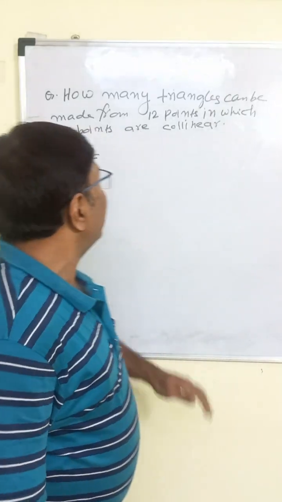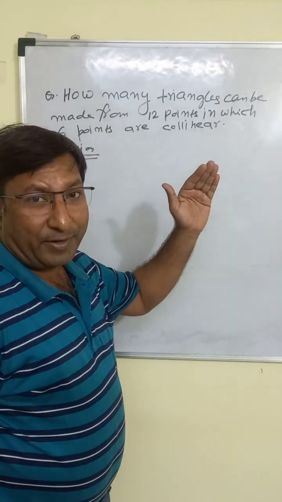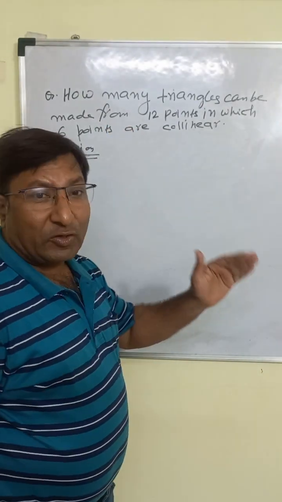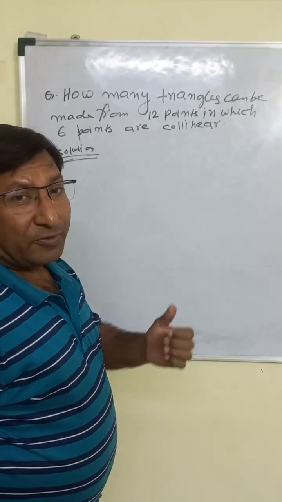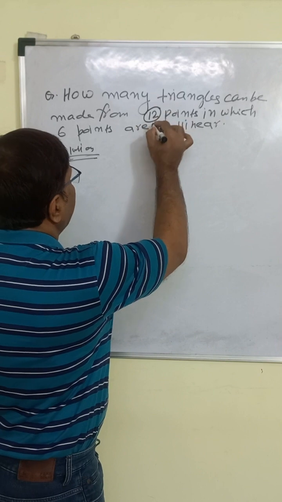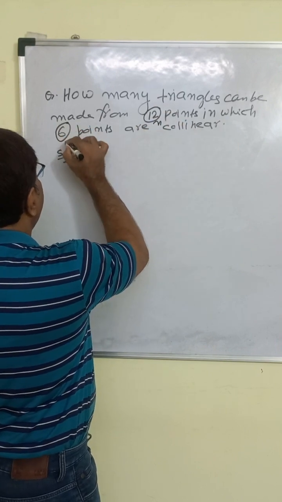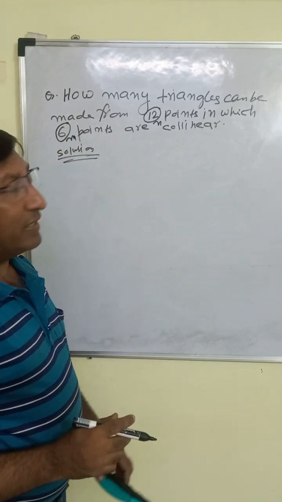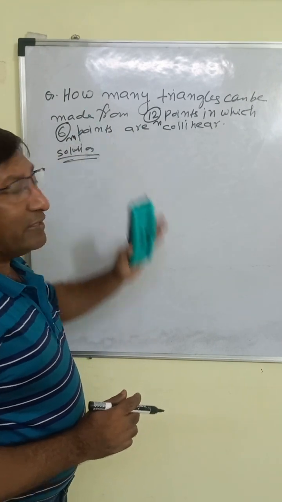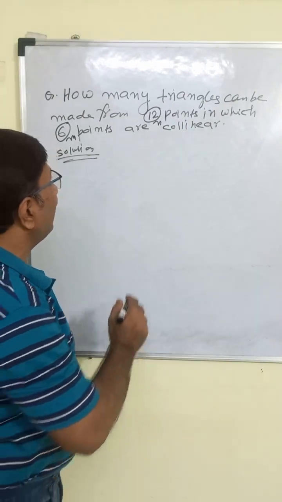Let us see the question. How many triangles can be made from 12 points in which 6 points are collinear? For this type of question, the simple technique is: suppose the given points are n and suppose the collinear points are m. We need the number of triangles.